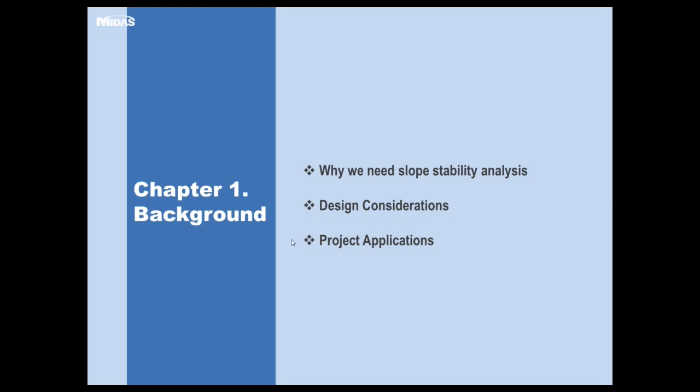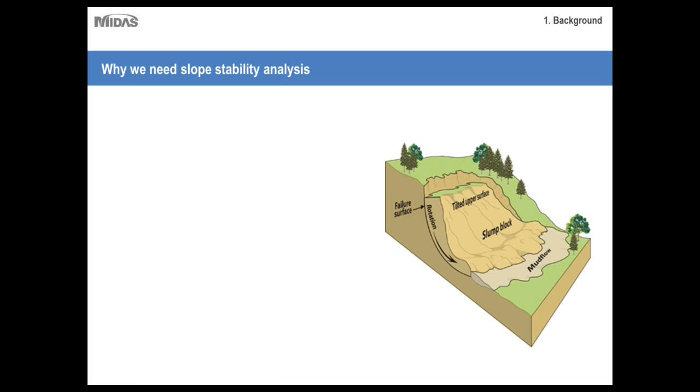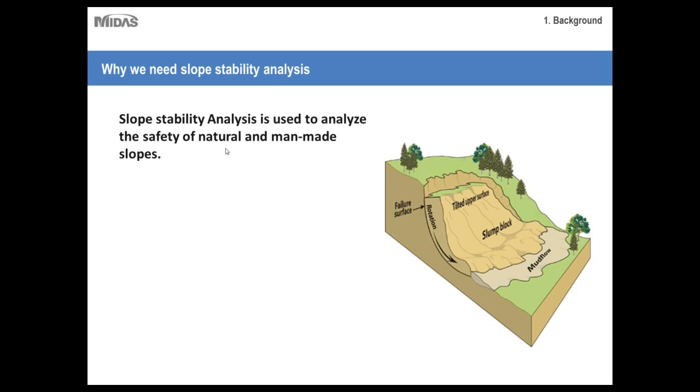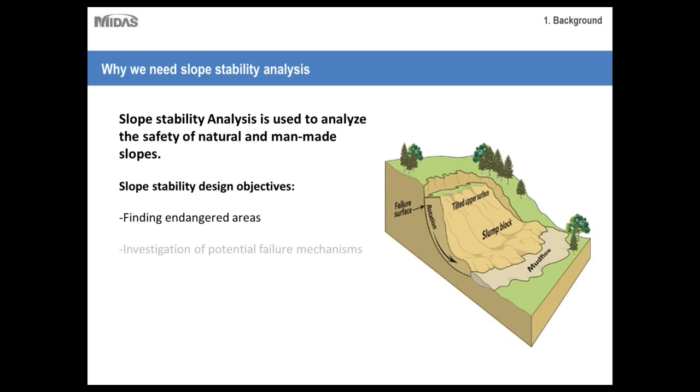First, chapter 1, we'll go over briefly the basics of slope stability. Why exactly do we need slope stability analysis? Typically it's used to analyze the safety of natural and man-made slopes. The main design objectives of slope stability include the following. We want to find endangered areas, so areas that might be compromised or in danger due to the possible failure of a slope.